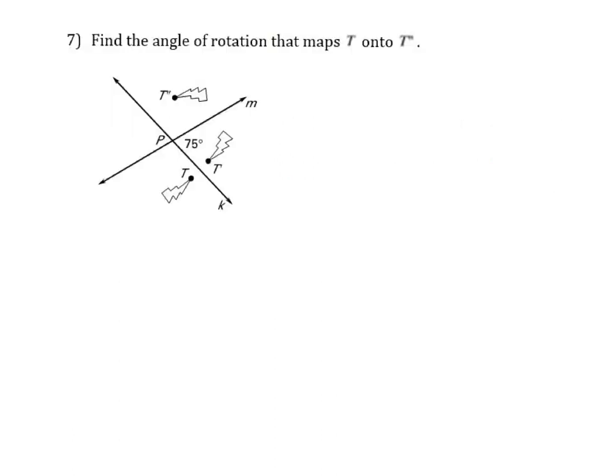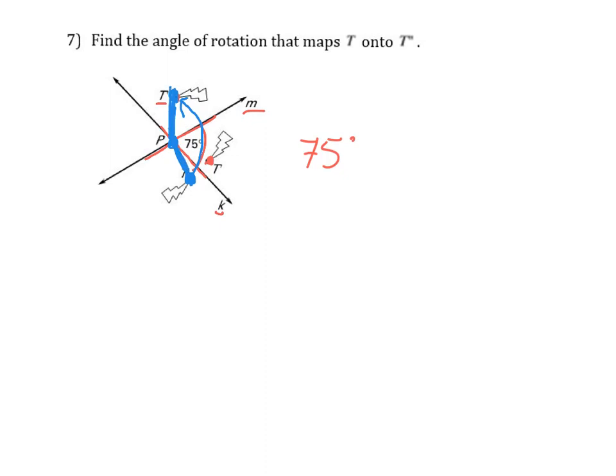So for this final example, I started off with my pre-image T, this lightning bolt down here. I reflected over line K. I got T prime, this lightning bolt, and then I reflected over line M. And finally, I got this lightning bolt T double prime. Now, it looks like the angle that the intersecting lines form is 75 degrees. But what I'm trying to figure out is if this is my center of rotation, how far did it rotate? So I went from T all the way to T double prime.